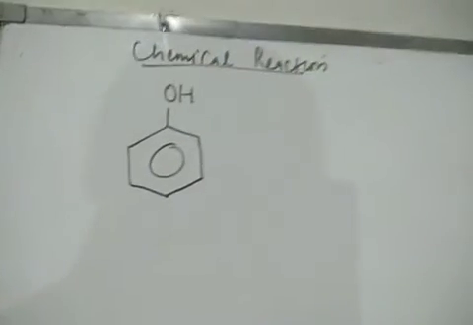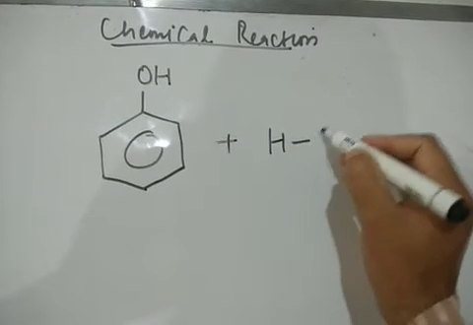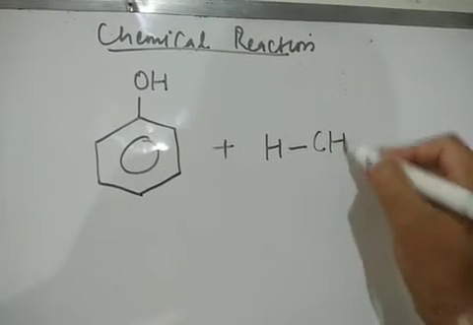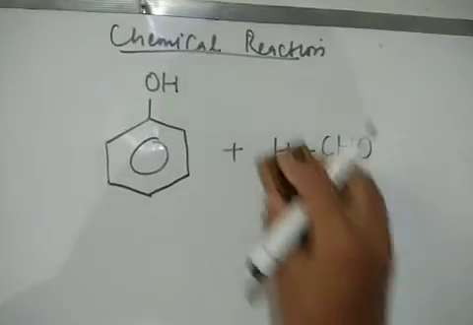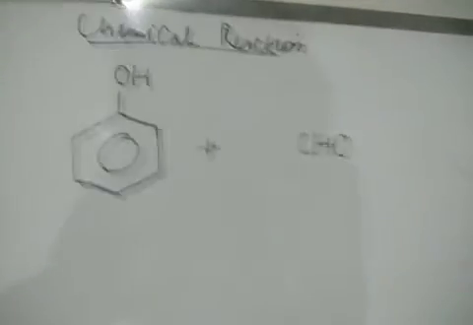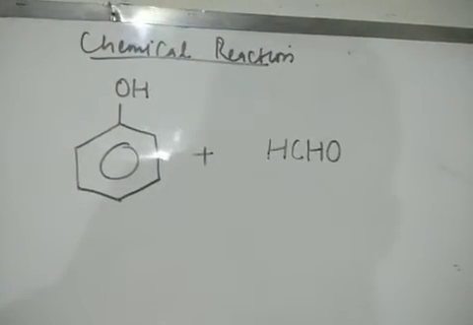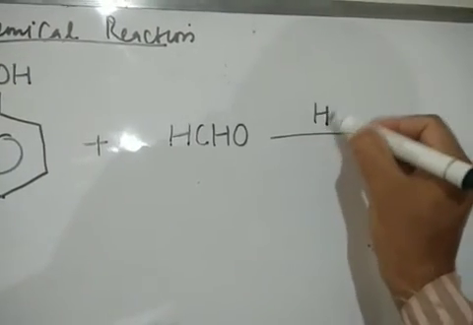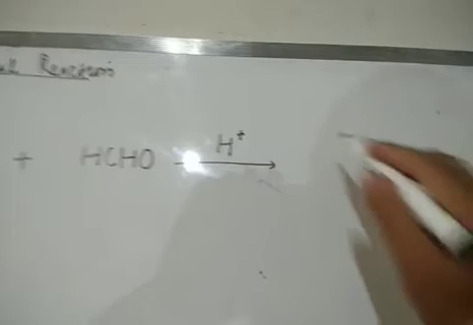Take your phenol and HCHO. You can write it down without going too deep into the structure. This is your formaldehyde, and you catalyze this reaction in the presence of acid, H positive. So what you will get is the phenol.